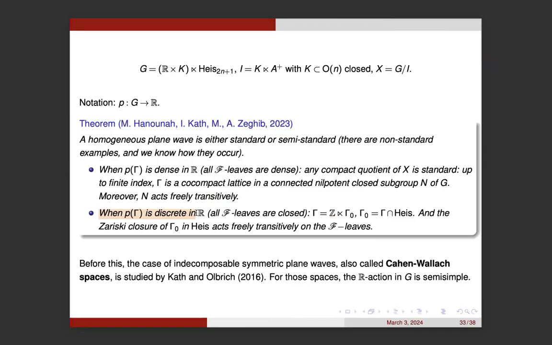Before this work on plane waves, there was a classification of compact quotients in the symmetric case, which we also call Cahen-Wallach spaces, and this was done by Kath and Olbrich. In this setting, the R action on the Heisenberg group is semi-simple. But for general plane waves, the R action can be anything. It can be unipotent, semi-simple, or a mix of the two.